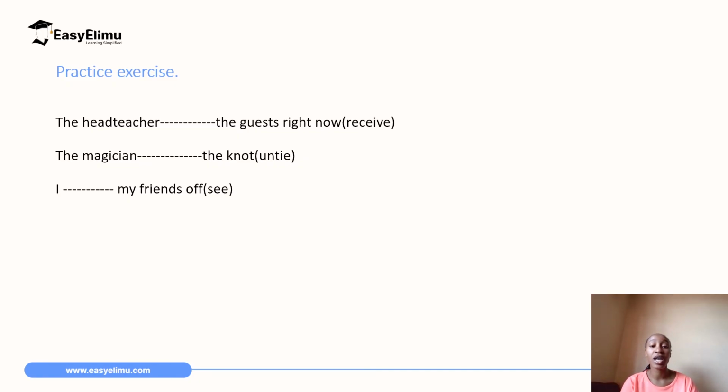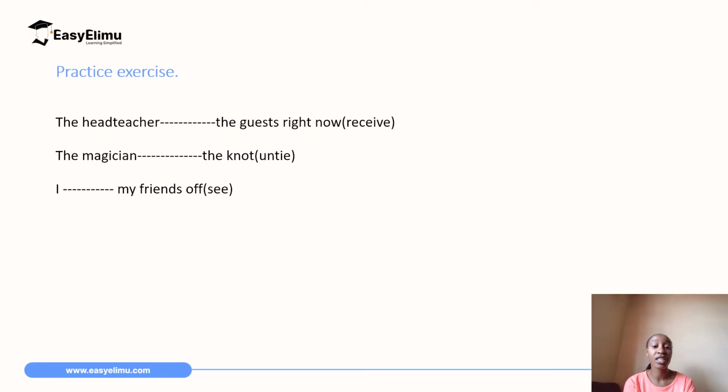The head teacher dash the guests right now. The verb in the brackets is receive. Receive ends with an E, so the first thing is to drop the E to add ing. Remember, we also said that for the continuous aspect, there's an auxiliary verb and then the main verb. So the head teacher, the auxiliary is, and then the main verb receiving. So the head teacher is receiving the guests right now.